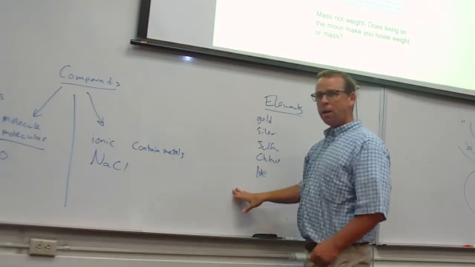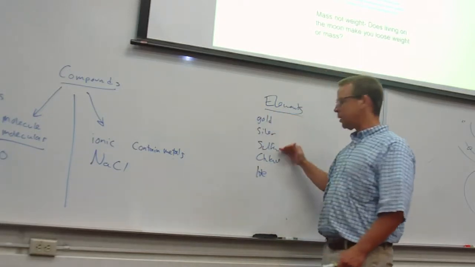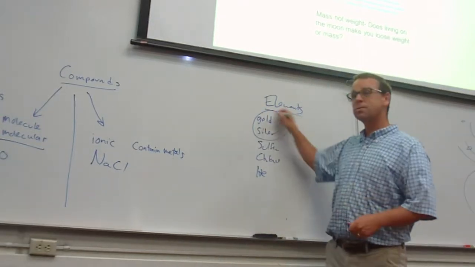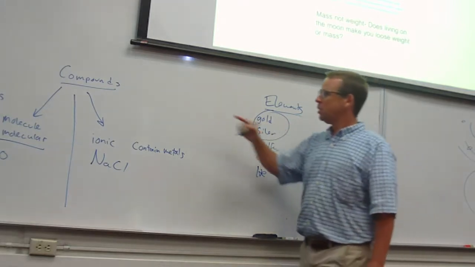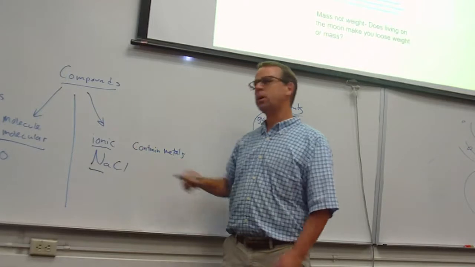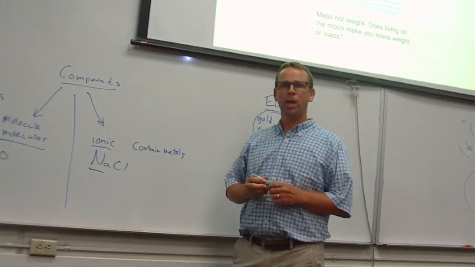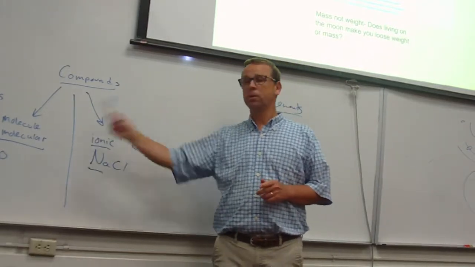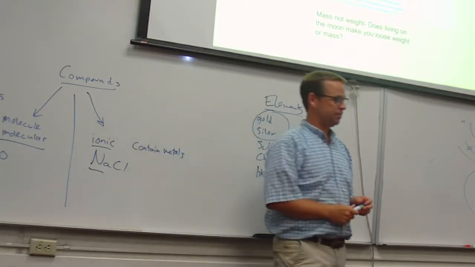So, those are our elements. These are not ionic. Some of them are metals, but they're not compounds. Compounds that contain a metal are called ionic compounds. Okay, good. And we'll have lots of time to improve our understanding of this.